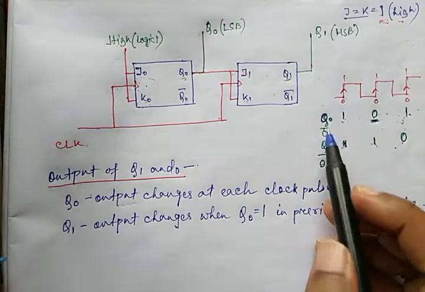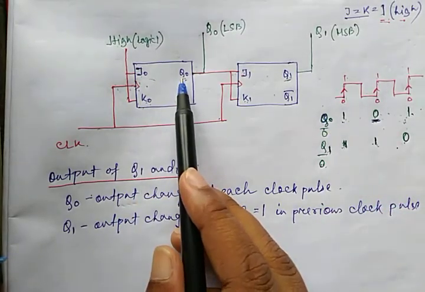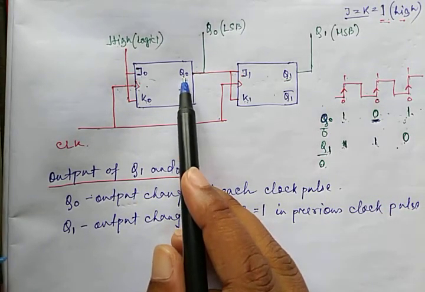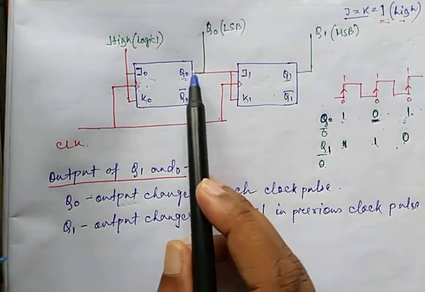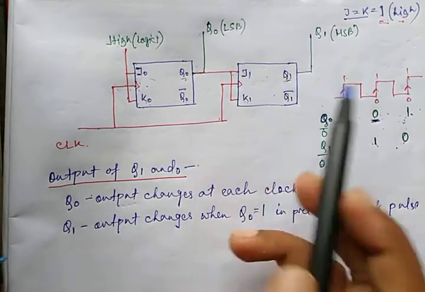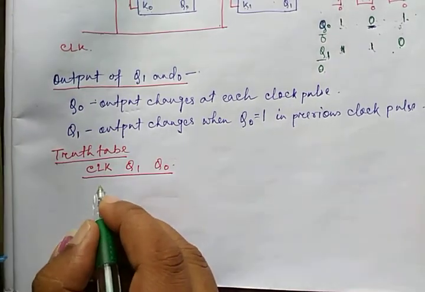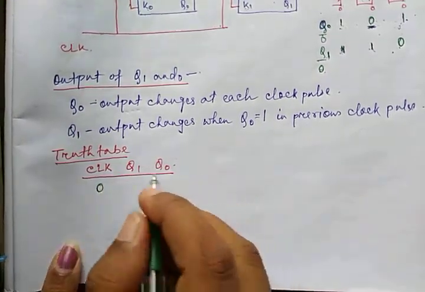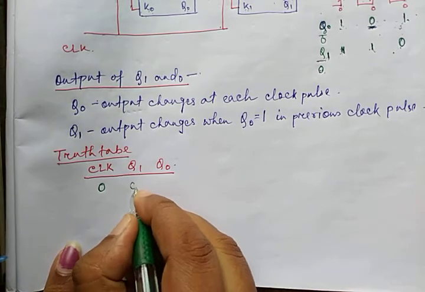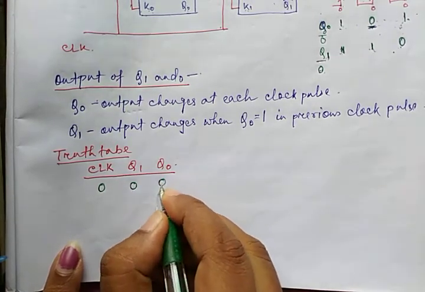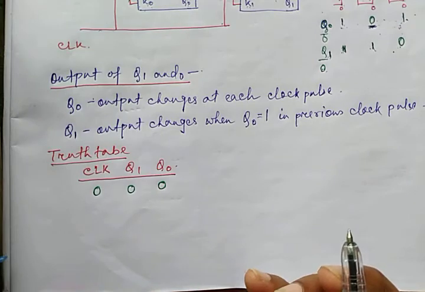Why previous clock pulse? Because if previously Q0 stored 1, then only in the next clock pulse this one goes into the next flip-flop. Okay. Now let us see the truth table. When the clock is 0, let initially both the counters be in the reset condition, that is 0 0.